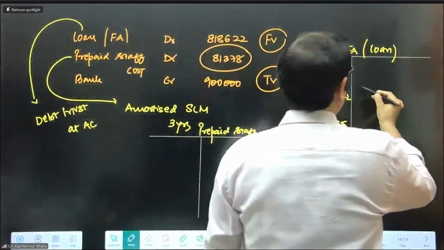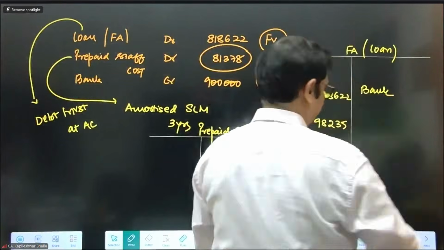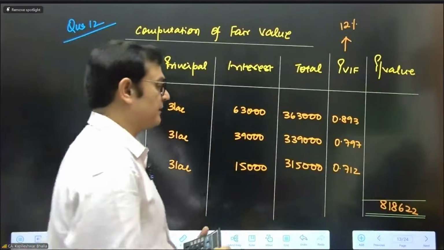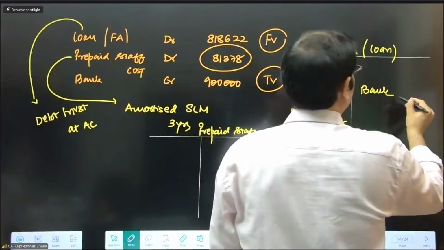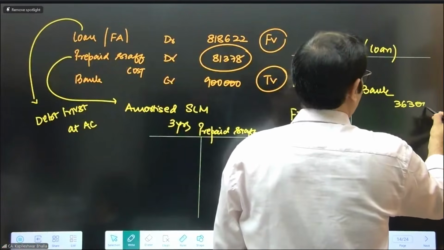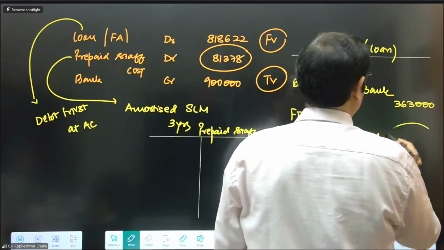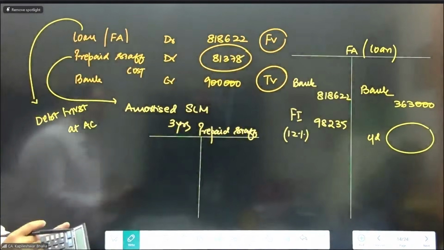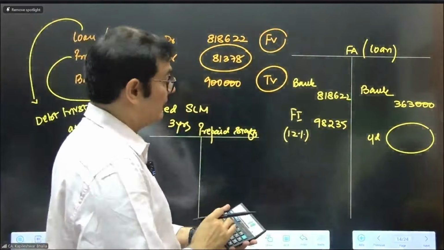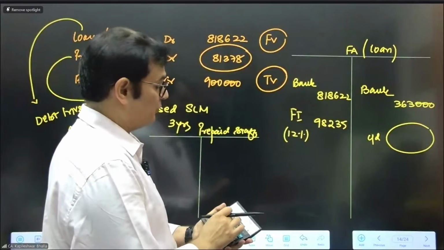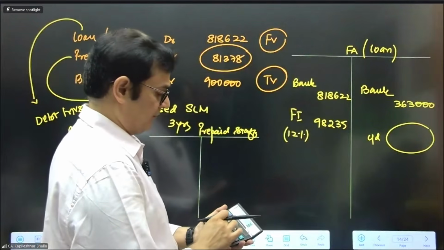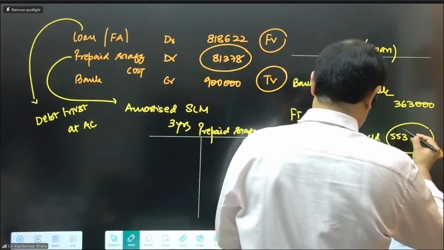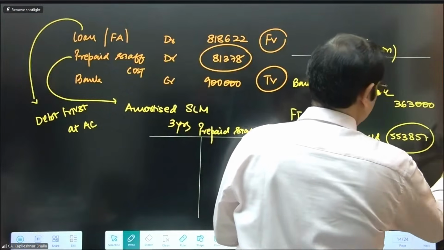Then we receive the money at the end of the first year that you can directly take it from here. That's 363, the contractual cash flows collected. So we get a balance CD, that is balancing figure. First year ledger gets done. So 818,622, 98,235. This comes to 553,857.